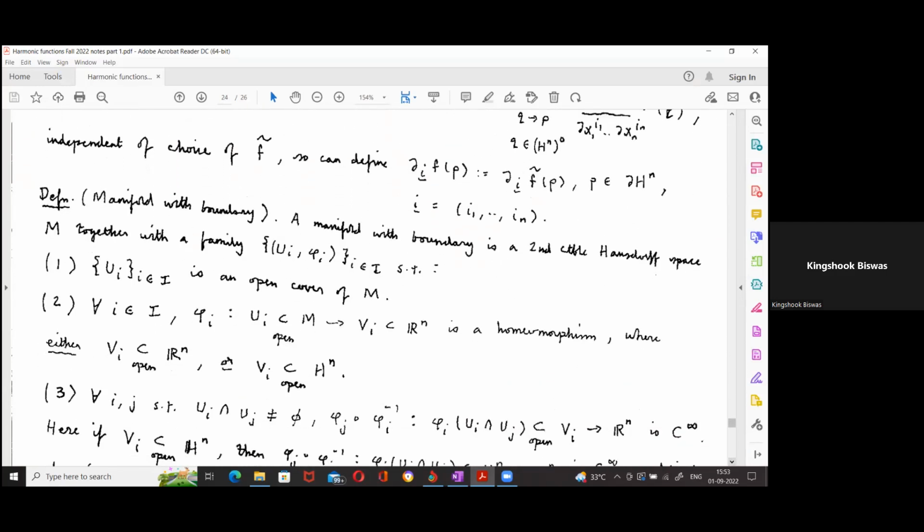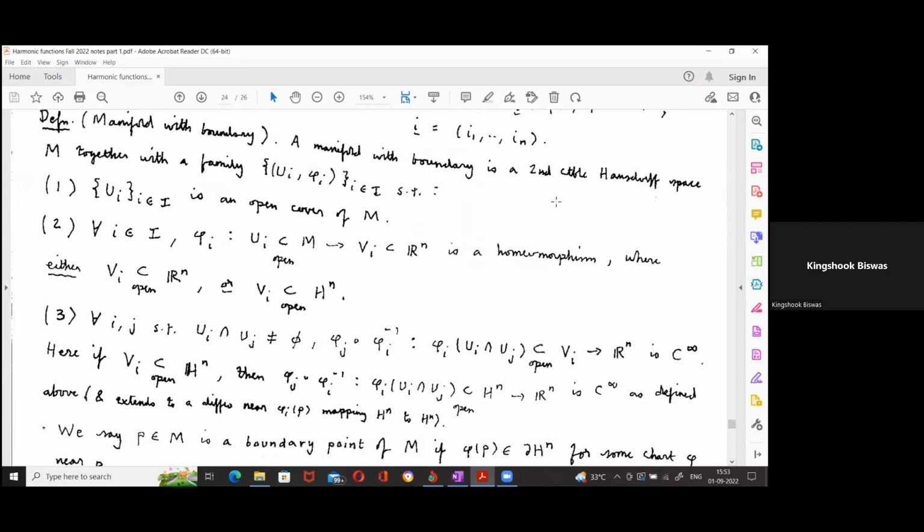Right. So a manifold with boundary is like a manifold. It's a second countable Hausdorff space M together with a family (Ui, phi i), such that the Ui form an open cover of M. And for all i in I, phi i goes from Ui, an open subset of M, to Vi, a subset of Rn. This is a homeomorphism, where Vi is either an open subset of Rn or an open subset of Hn.